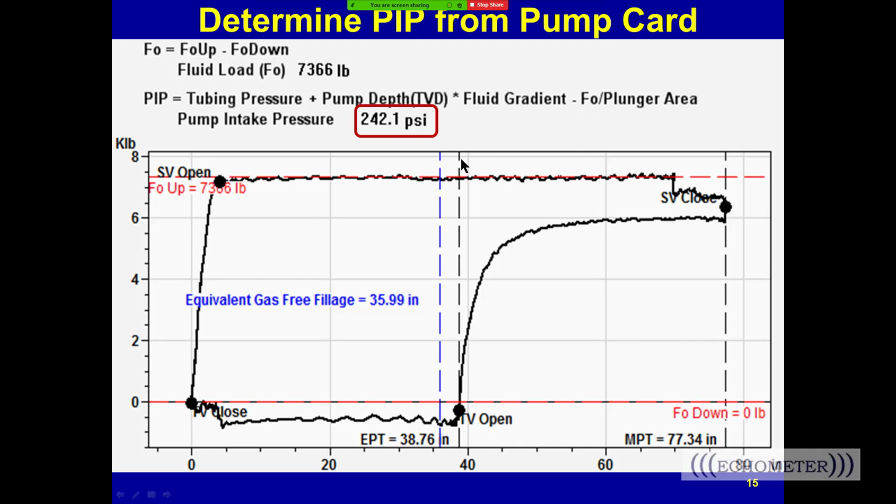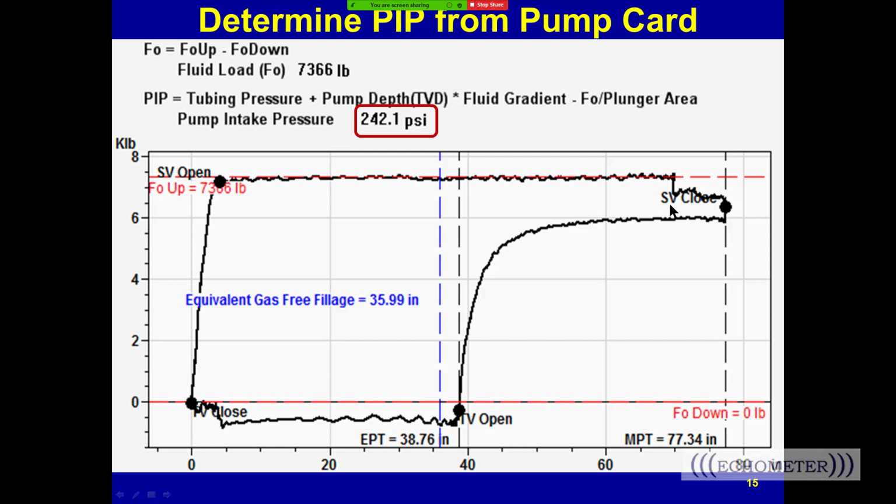And then the height of the pump card, FO up minus FO down. The program assumes the average load in the upstroke and the zero load line for the pump card. And the plunger area, any one of those parameters could be wrong. And that would make the pump intake pressure calculation right there not match the pump card. And so we're trying to match this red line and the pump card load line.